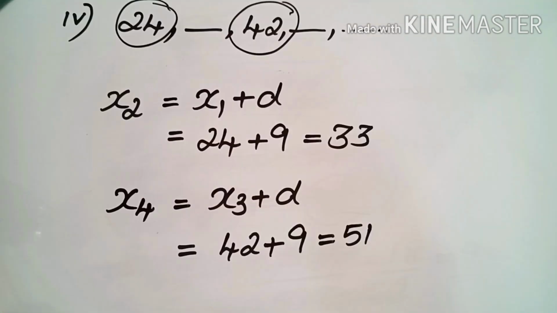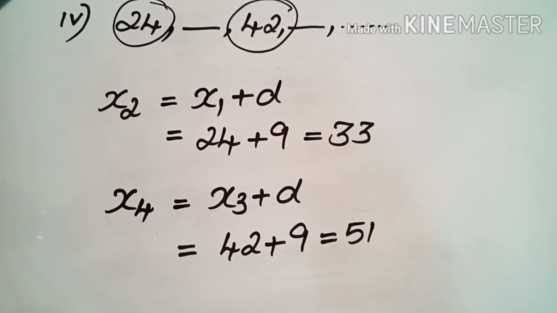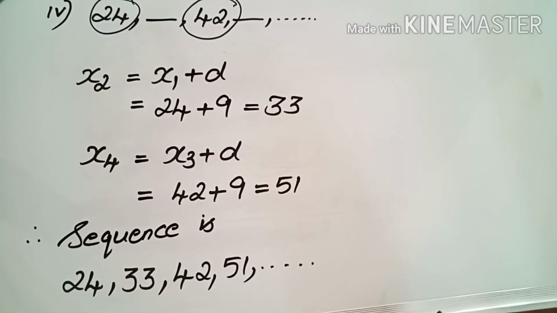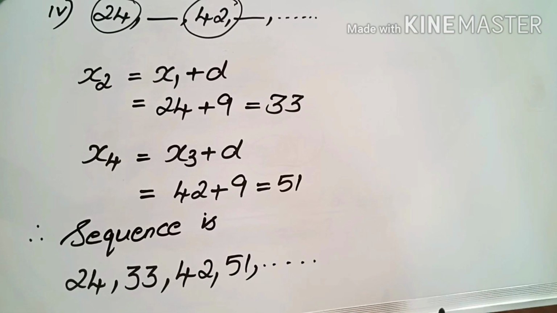Now the third term we have, that is 42. Now to find the fourth term, one time we have to add the common difference to the 42, that is the third term. So x4 equal to x3 plus d, that is equal to 42 plus 9 equal to 51, that is the fourth term. Now the sequence will be 24, 33, 42, 51, etc.